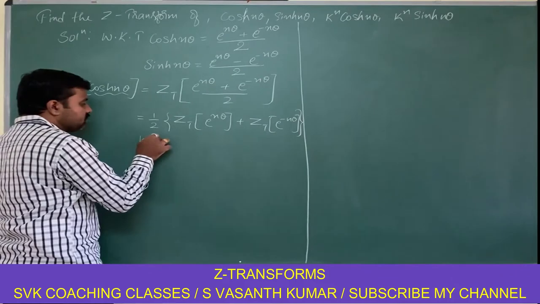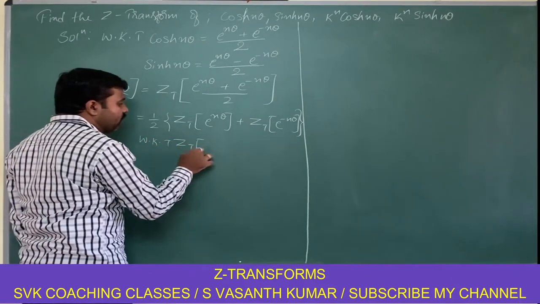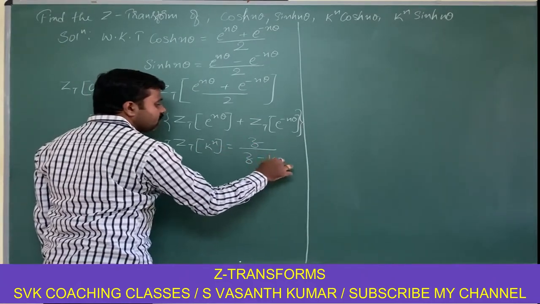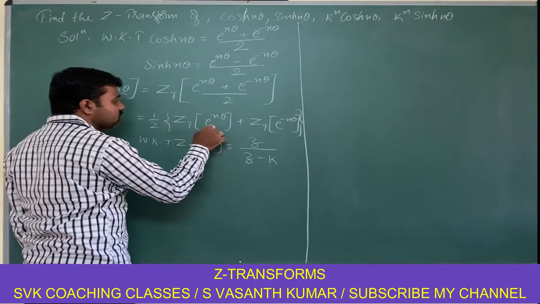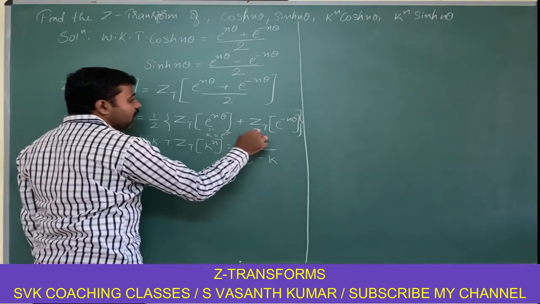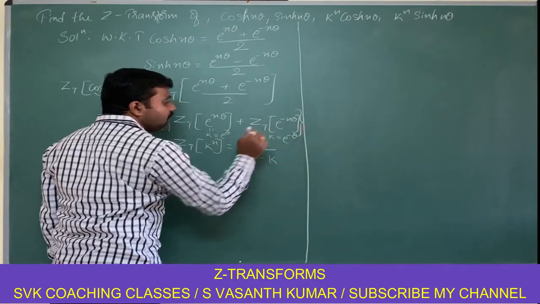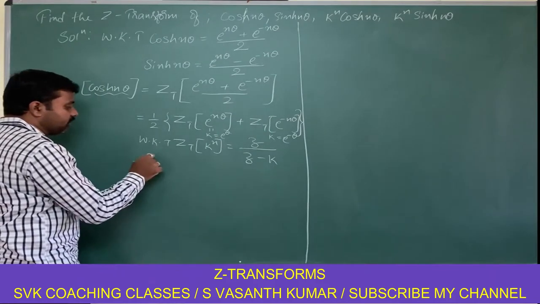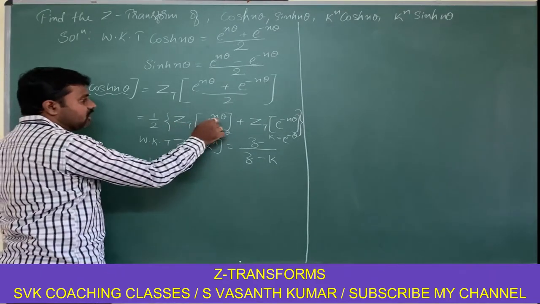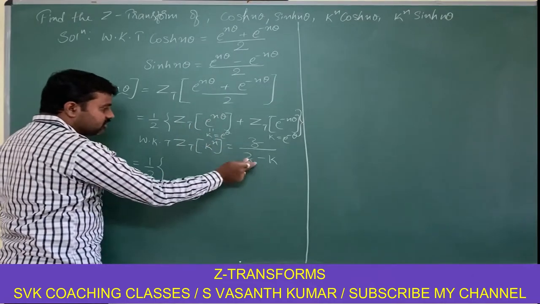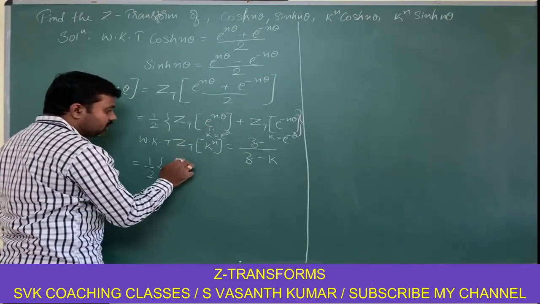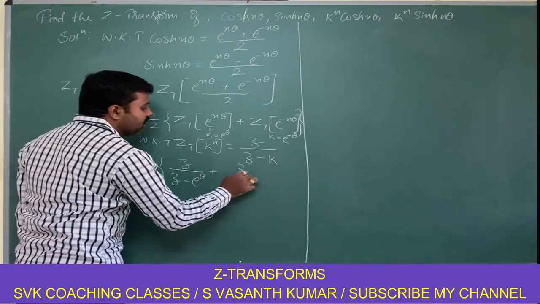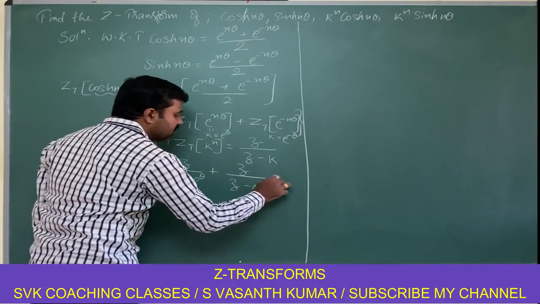Now we know that it is of the form Z transform of k power n. What is the Z transform of k power n? Z by z minus k. Here k is e power theta and here k is e power minus theta. Therefore, applying that definition, 1 by 2 times the Z transform of k power n, which is z by z minus k. Here k is e power theta, so it is z by z minus e power theta plus z by z minus e power minus theta.